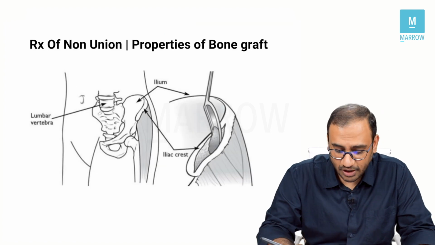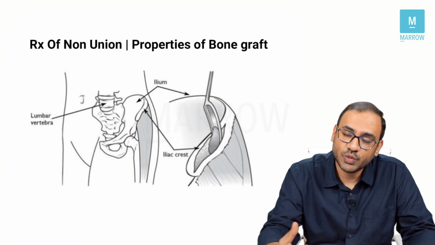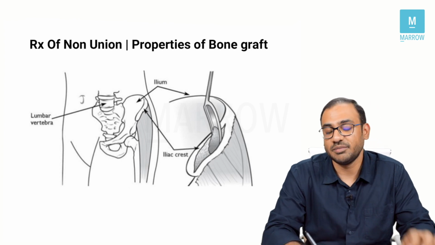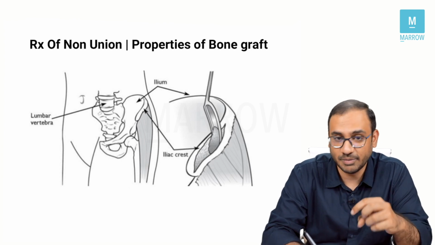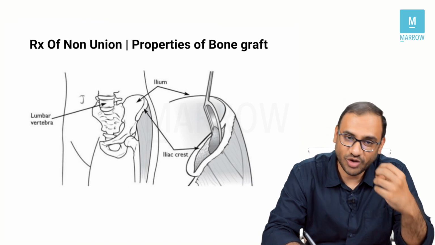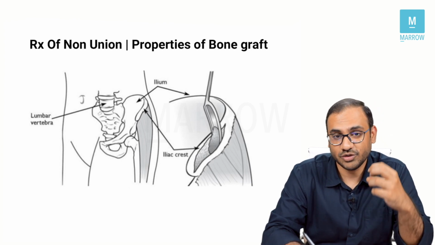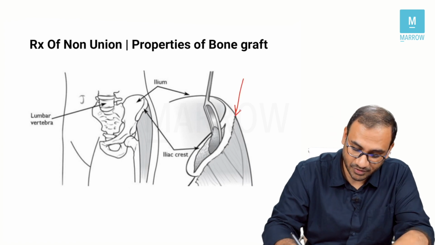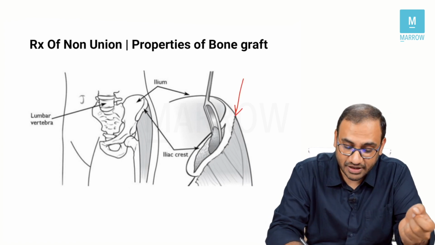Now, whenever I talk about these non-unions and the treatments of non-union in my modules, I've told you that the best source of bone graft, the best treatment for non-union is autologous bone graft, right? You take this bone graft from the patient's own iliac crest. This is what you're doing here. You take it from the patient's own iliac crest. Now, what are the advantages of this autologous bone graft that you harvest from the iliac crest? I told you it has three very important properties.